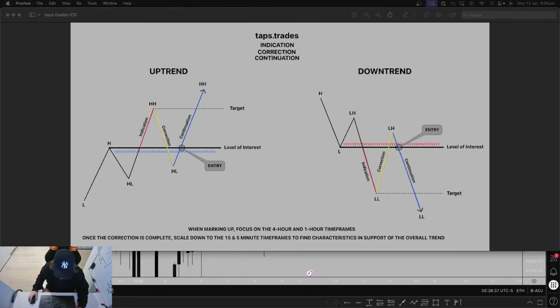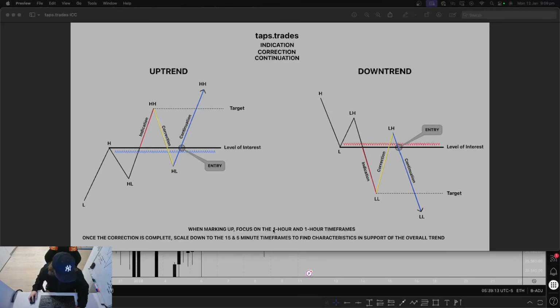So ICC stands for indication, correction, and continuation. It's a trend-based strategy. What does that mean? If it's a trend-based strategy, that means the market needs to be in an uptrend, which consists of higher highs and higher lows, or it needs to be in a downtrend consisting of lower lows and lower highs. So the first thing that we do is jump onto our 4 hour and our 1 hour time frames to find these formations. If we're looking at an uptrend in particular, either on the 4 hour or the 1 hour, ideally we want them to coincide.